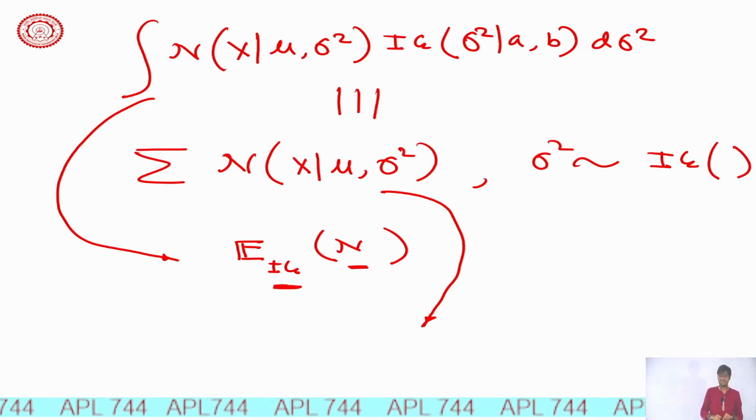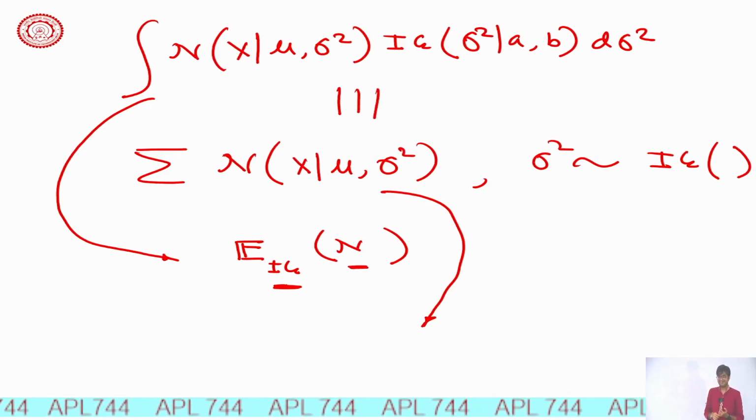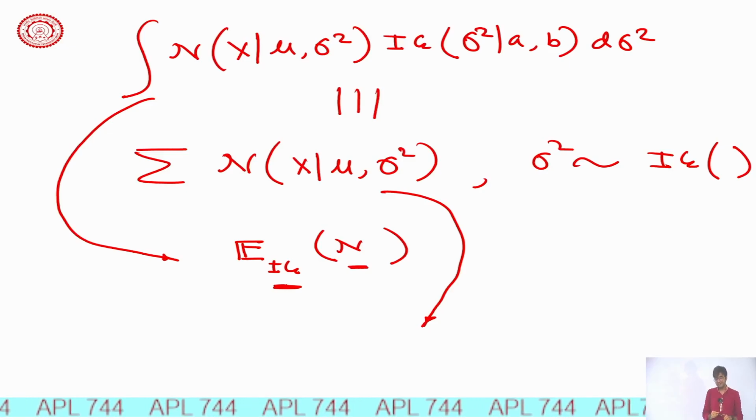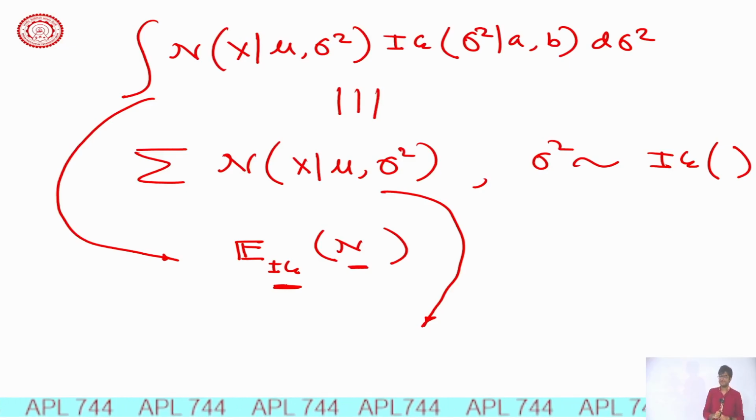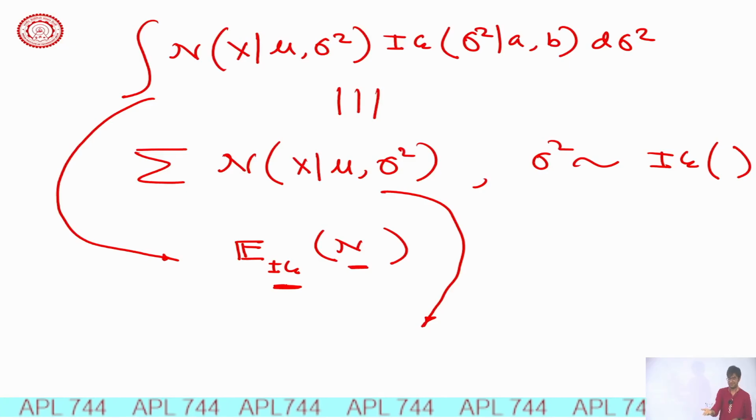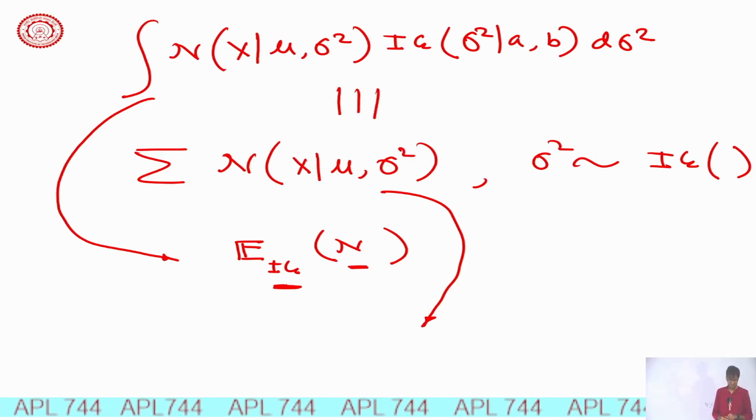So yeah, this is infinite mixture of Gaussian, and you have to prove that infinite mixture of Gaussian gives you Student's t distribution. That is one of the problems in your homework one. Okay.